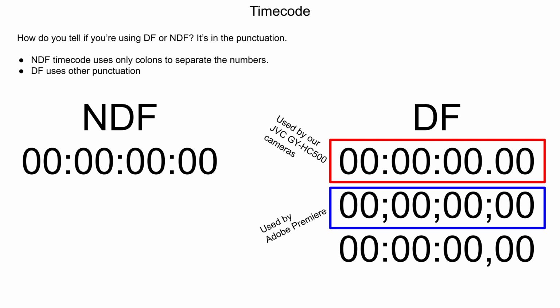If you're seeing all colons, you're dealing with non-drop frame timecode. This is the difference between 30 frames per second and 29.97 frames per second. Or if you were doing film, it would be the difference between 24 frames per second and 23.976 frames per second.